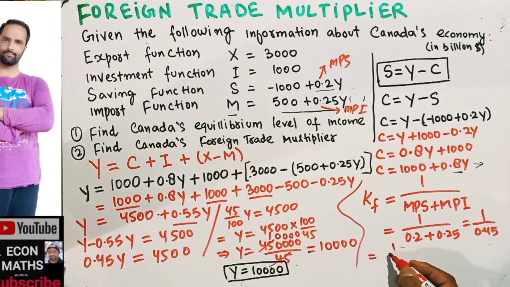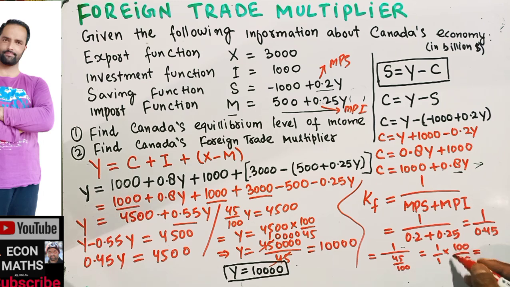Now 0.45 can be written as 45 divided by 100, and it can be written as 1 upon 1 into 100 upon 45. So this is equal to 45 twos are 90, and we are left with 10, then 100. So this will continue.